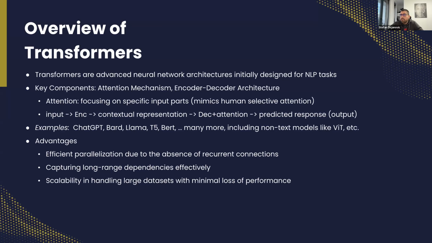So the examples that we have here are pretty much everything everybody has heard about: ChatGPT, Bard, Llama, T5, BERT, and many more, including non-text models like ViT, and so on. So the main advantages are efficient parallelization, capturing long-range dependencies, and scalability in handling large data sets.